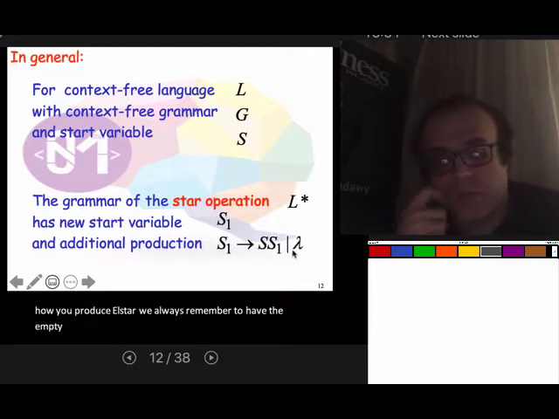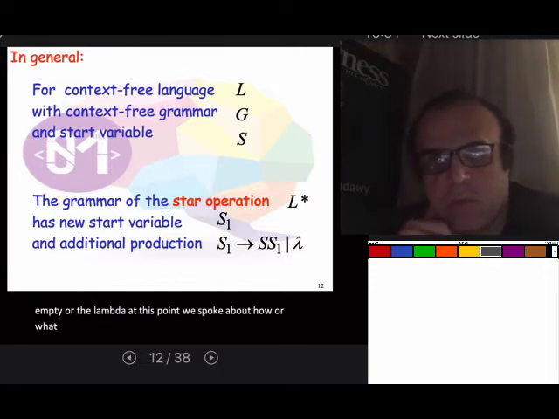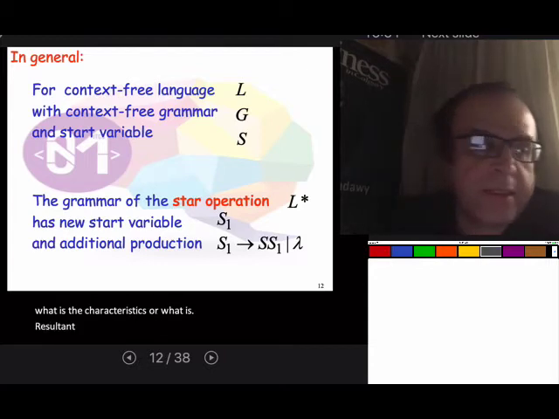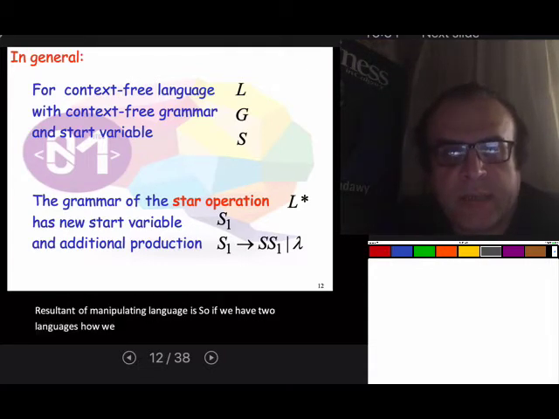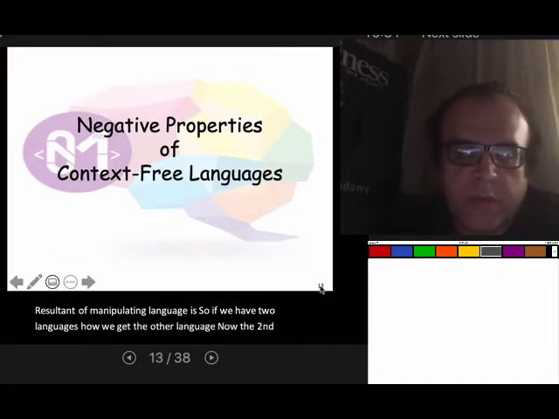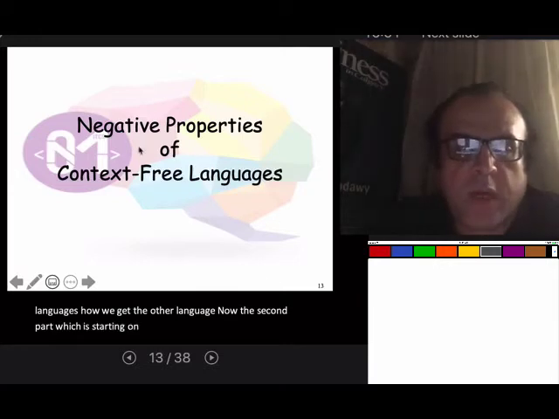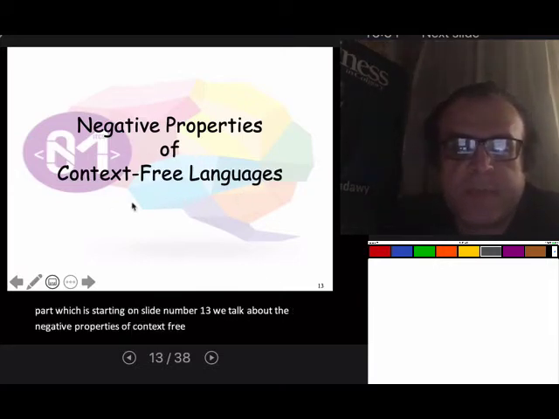At this point, we spoke about the characteristics, or the result, of manipulating languages. So if we have two languages, how do we get another language. Now, the second part, starting on slide number 13, is about the negative properties of context-free languages, which are the properties that can lead to issues.